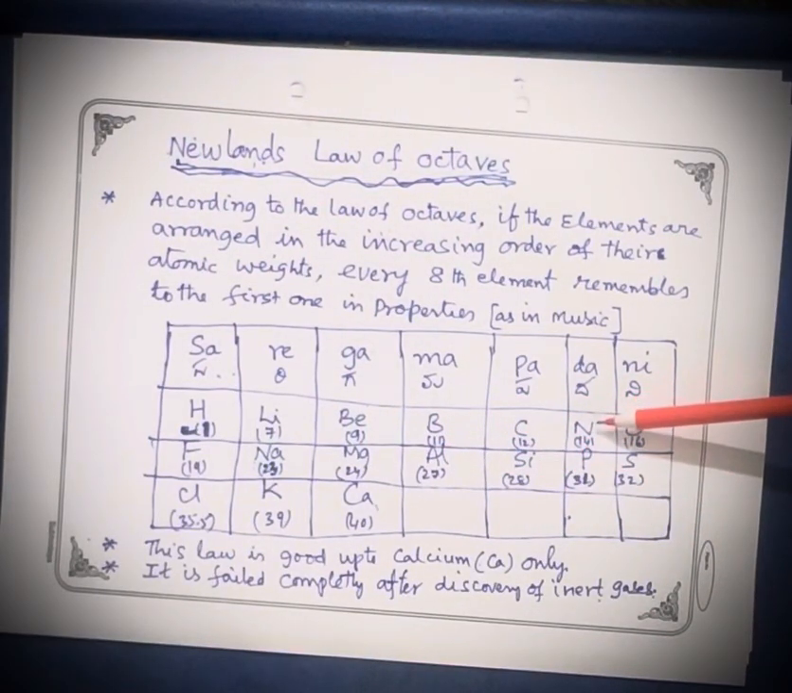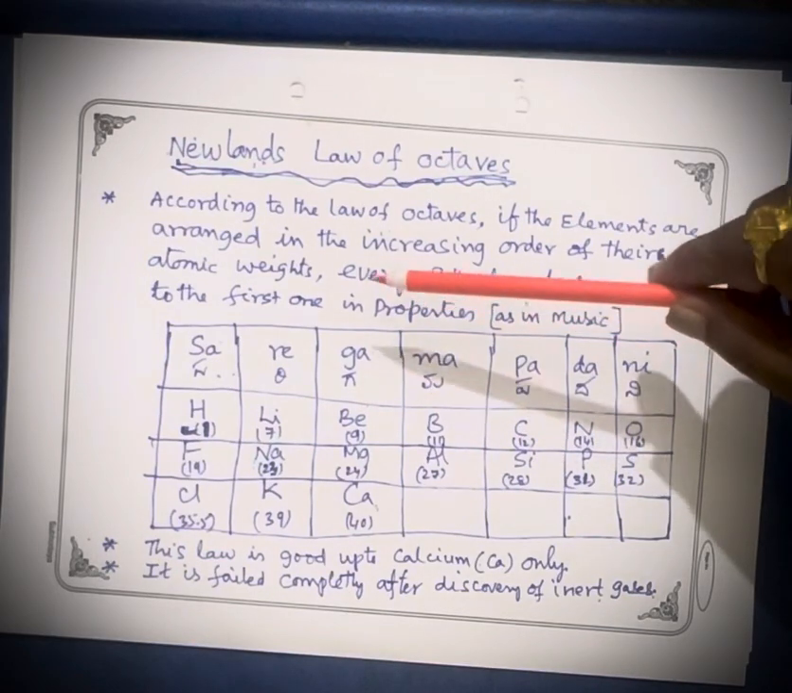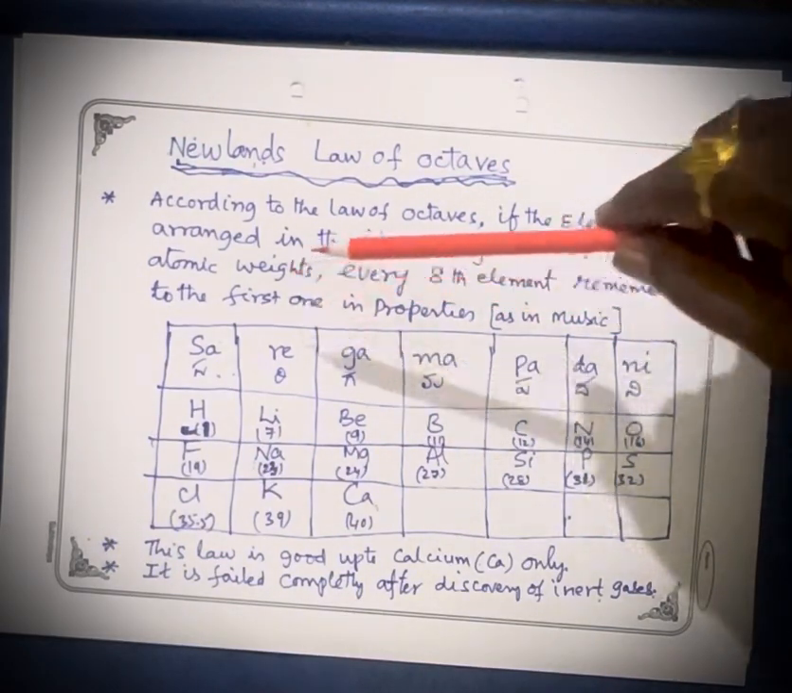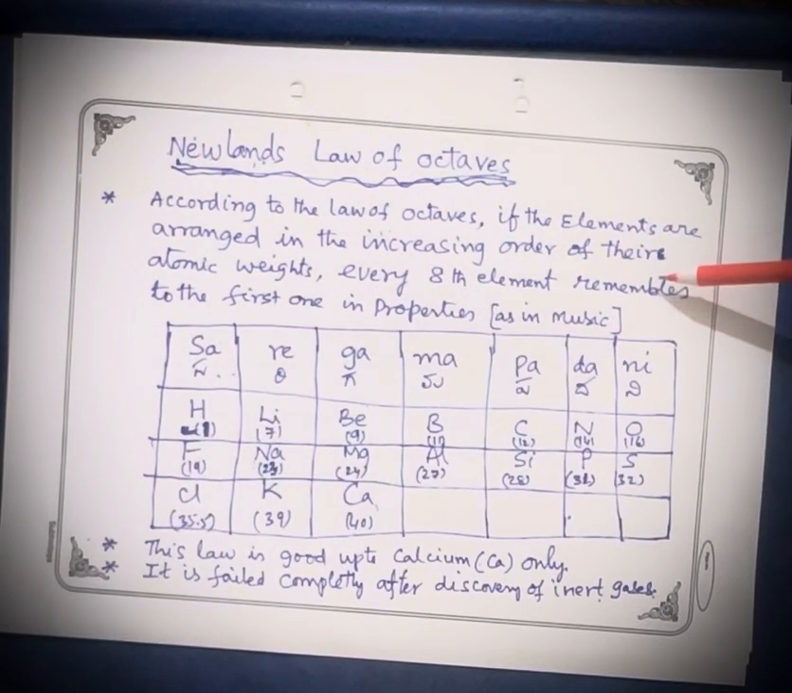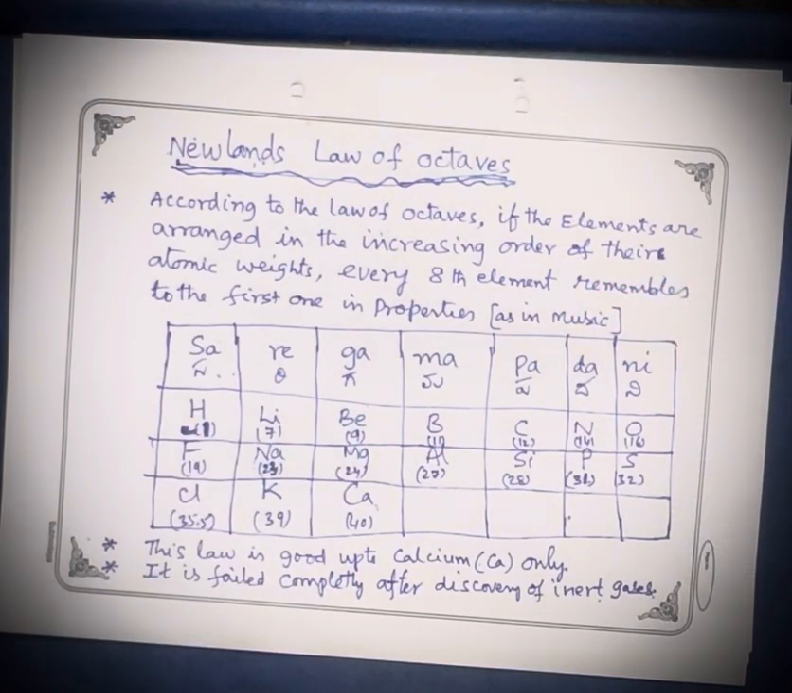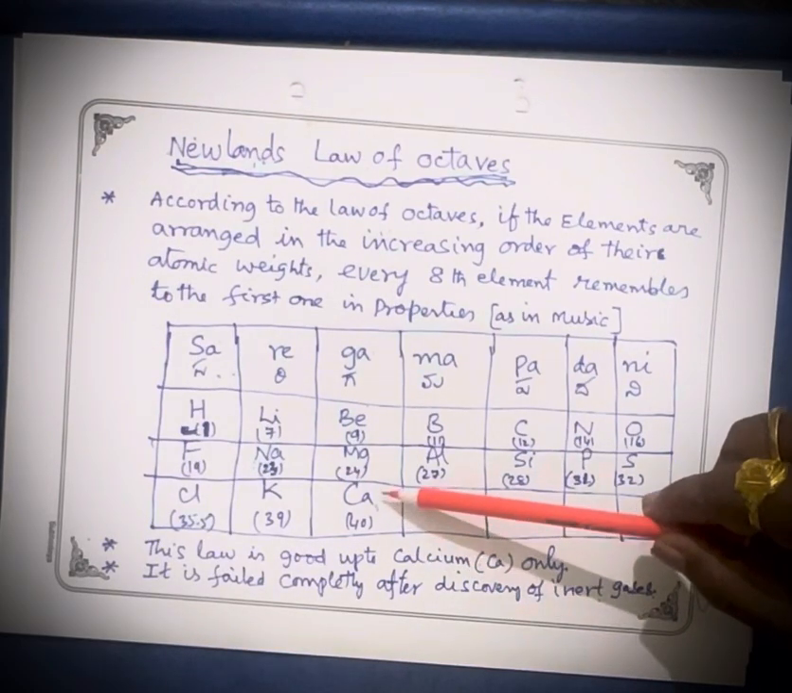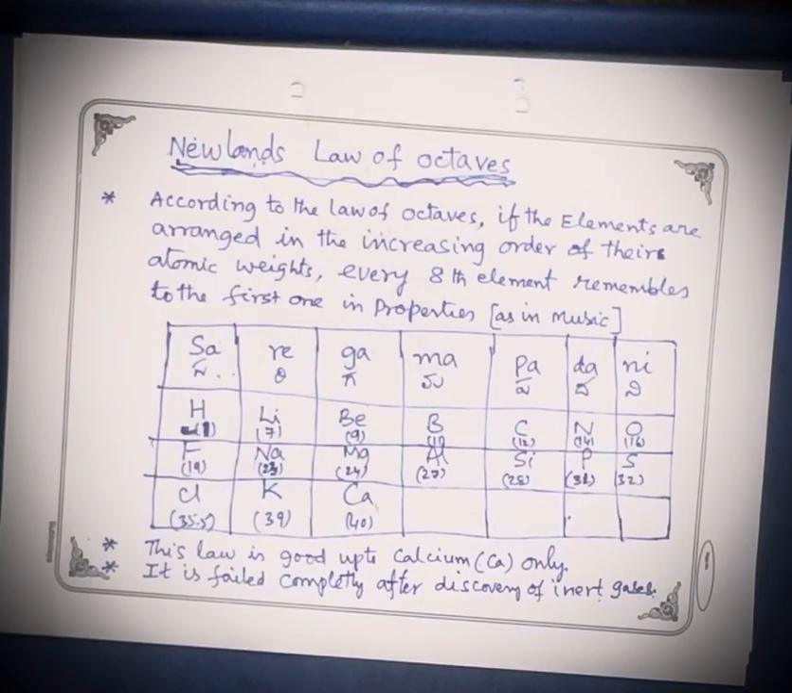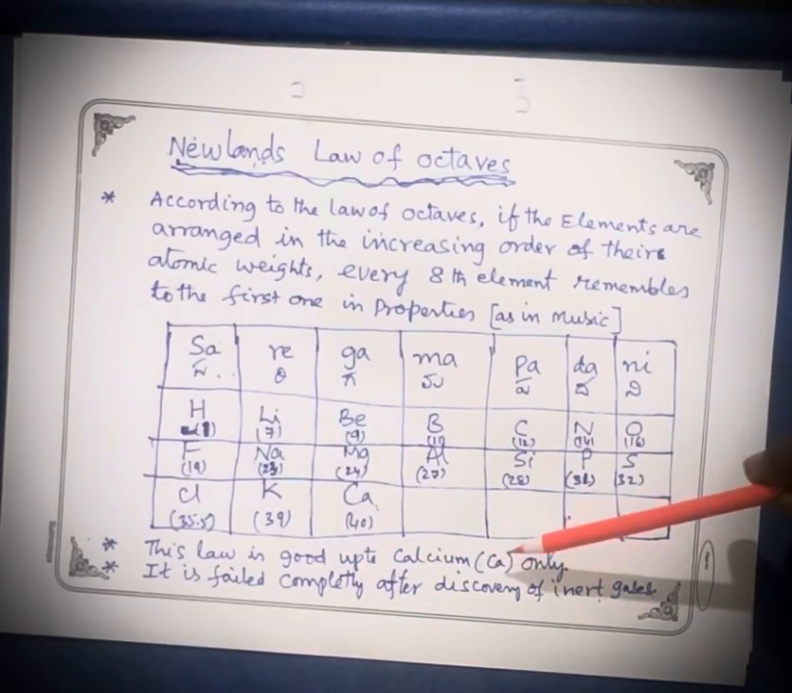Carbon, silicon, nitrogen, phosphorus, arsenic, sulfur. So when the elements are arranged in the increasing order of their atomic weights, every 8th element resembles the first one in properties, as in music. So he proposed this law, but after calcium, with atomic weight 20, the other elements did not follow this law. So it failed. This law is good up to calcium only.